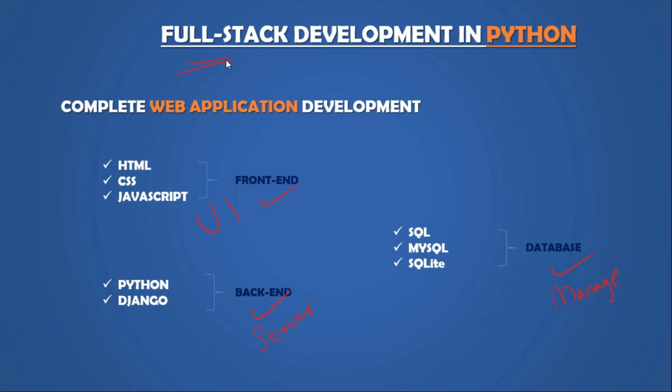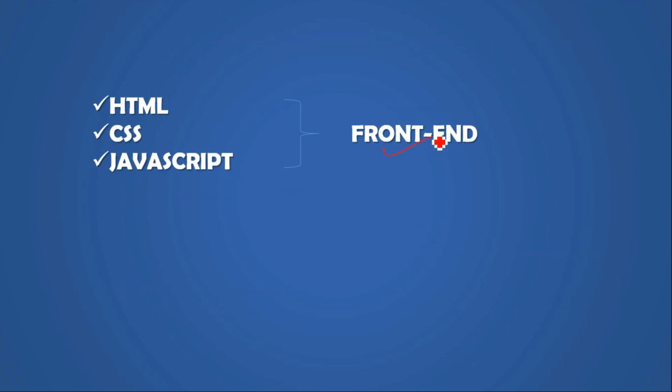If you want to learn front end, you should know these three technologies: HTML, CSS, and JavaScript. HTML creates a structure for your web application, CSS gives styling to your web application, and JavaScript adds dynamic and responsive features to your web application, meaning it responds to user interaction. I'll make a separate playlist where I'll explain all three technologies in depth and provide the link in the description.